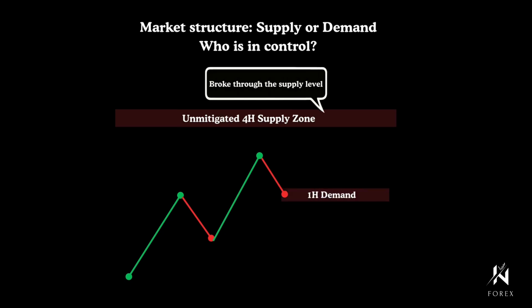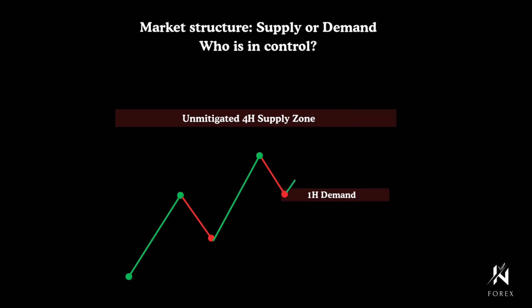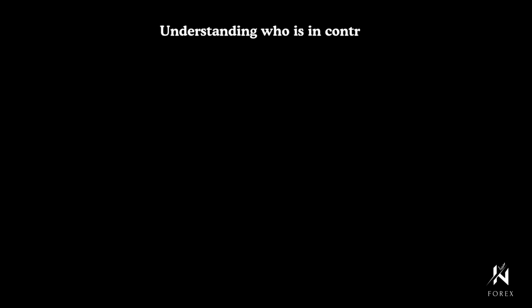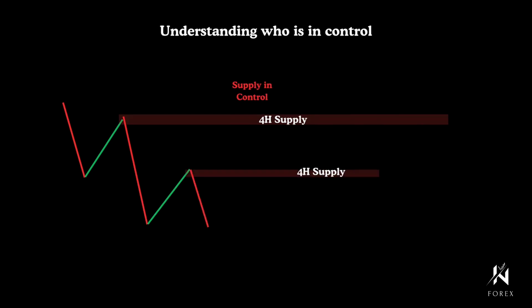There are two scenarios where a risk entry becomes valid. First, when the price breaks through a supply level, indicating a bullish bias on the higher time frame. Second, when the structure is broken but price hasn't yet tapped into the unmitigated supply zone. Let's go through an example to determine which side has control.